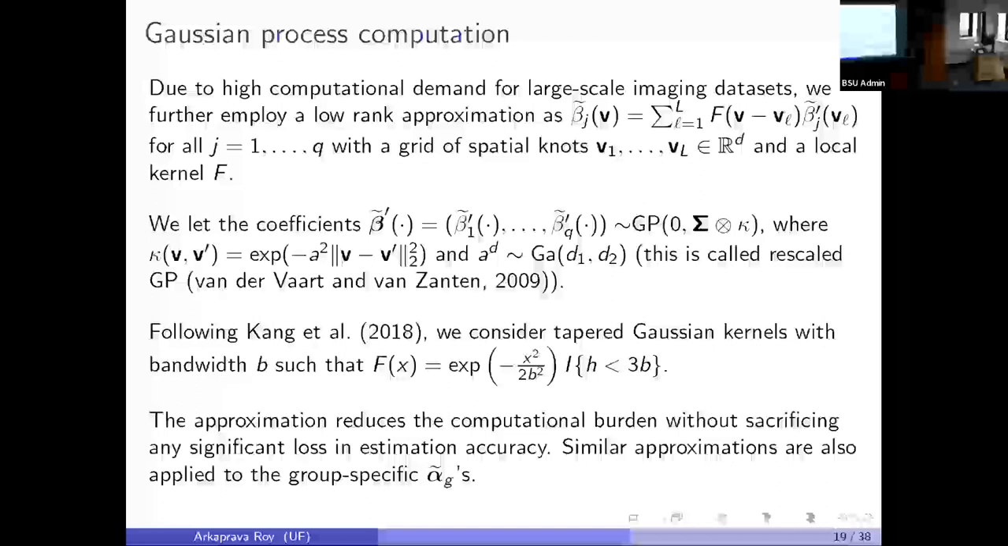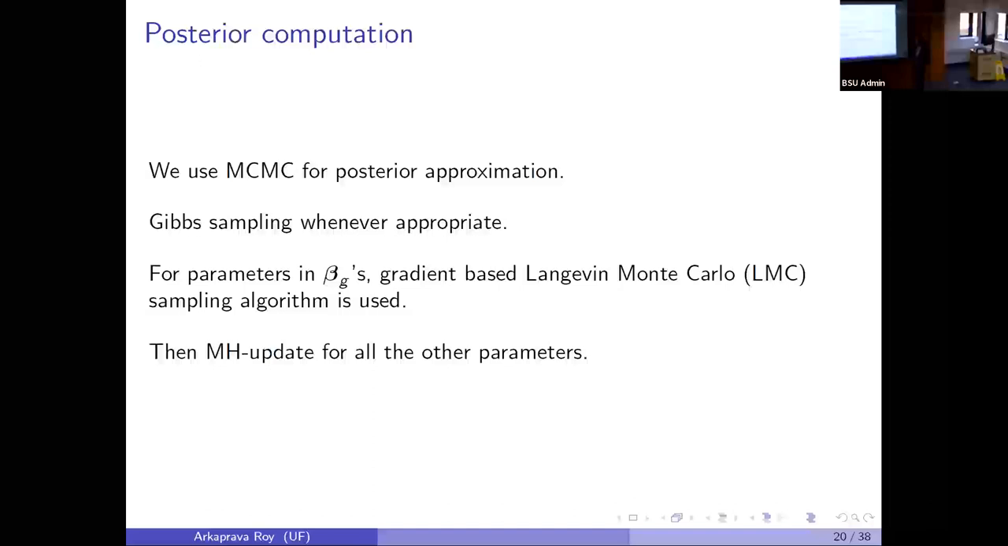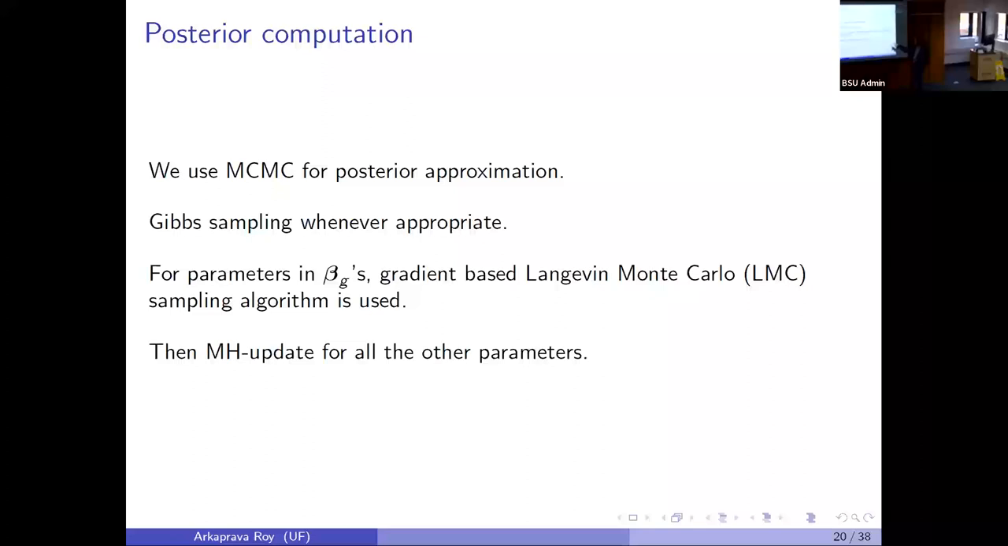A similar thing is also used for all the alpha J's to model computation. For posterior computation, we use MCMC and Gibbs sampling whenever it is possible with conjugate structure. For beta G, since we have a transformation in it, we use LMC sampling. And for all the other parameters, I use Metropolis-Hastings sampling.